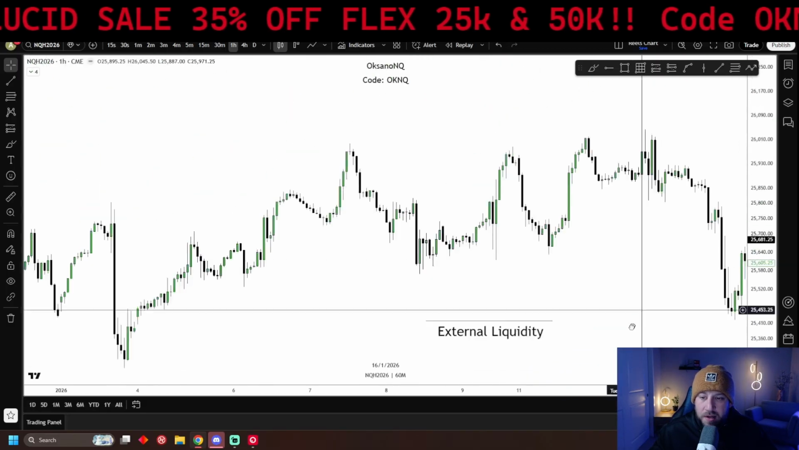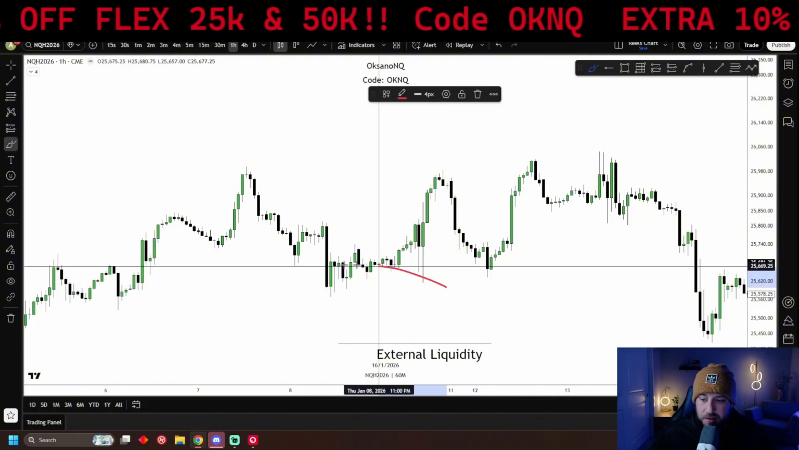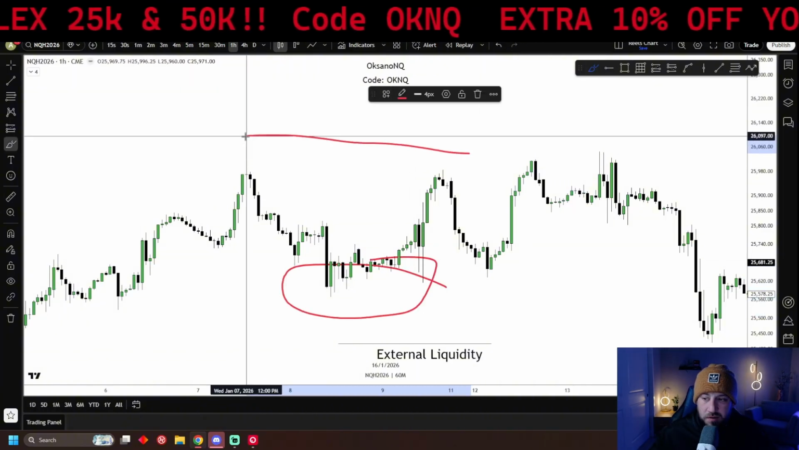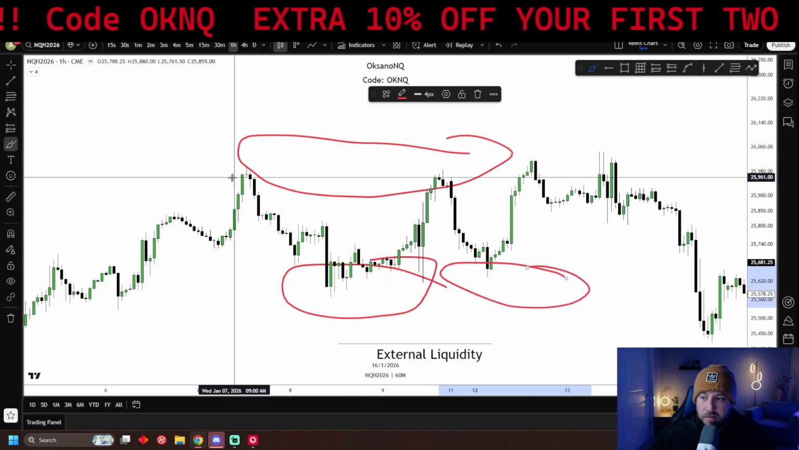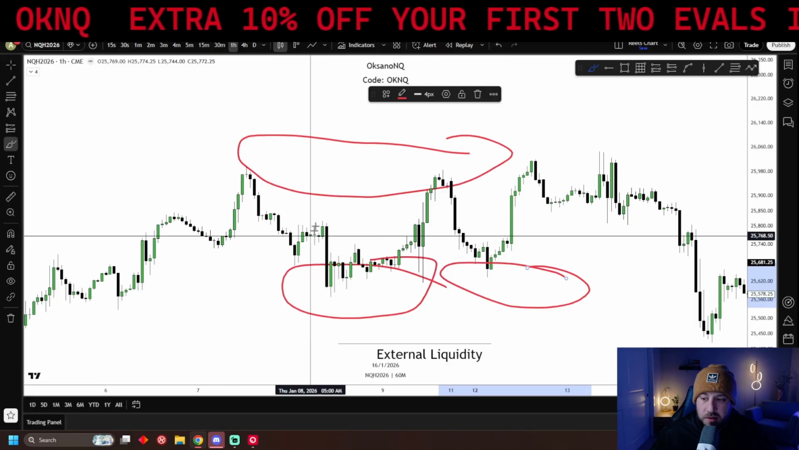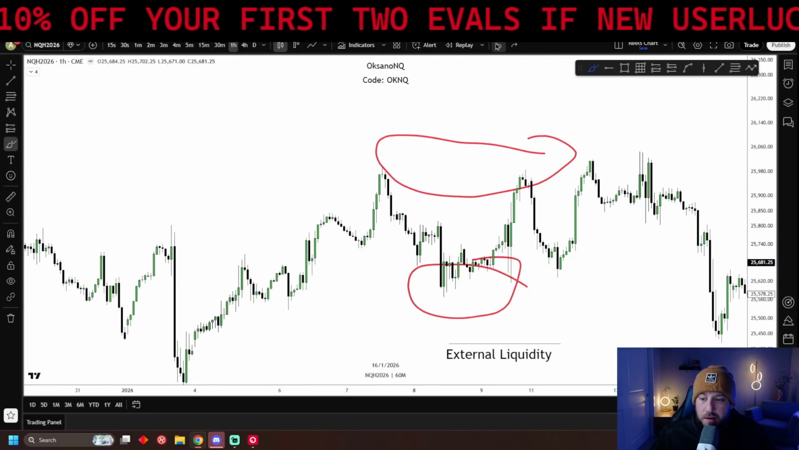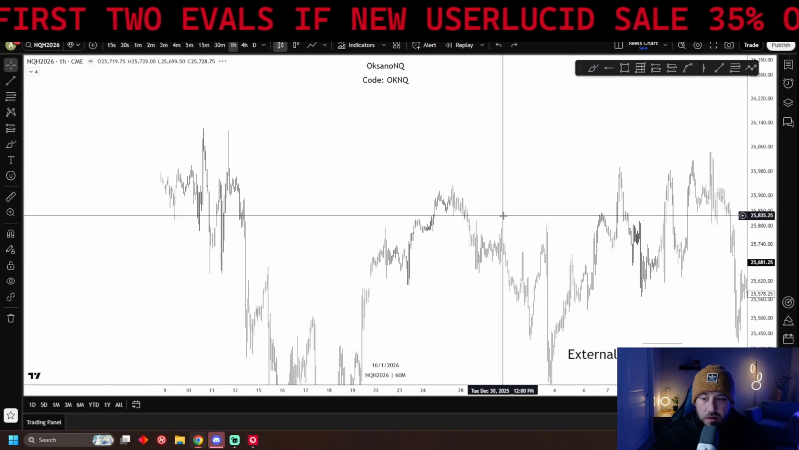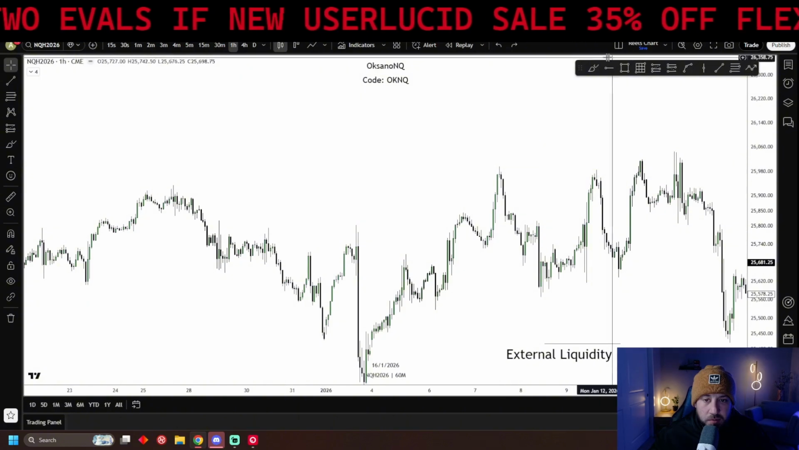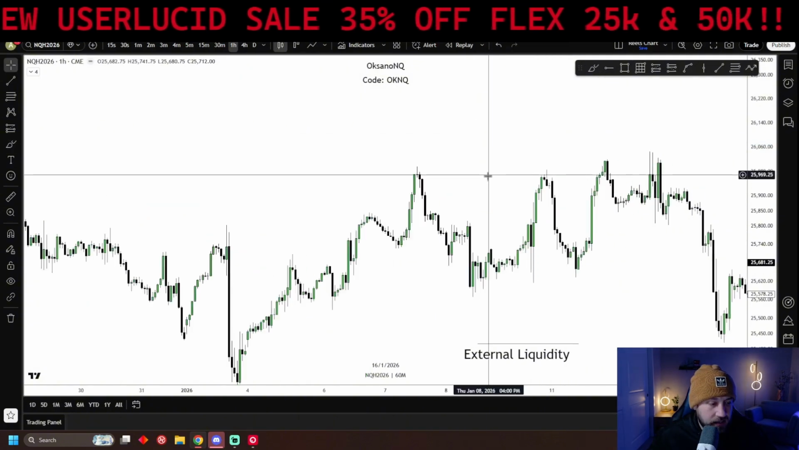So, what is liquidity? Liquidity is stop orders that are resting above old swing highs and old swing lows. All right. So when you see swing highs like this, swing lows like this, that is liquidity. Meaning what? Meaning the market will refer back to these areas to sweep liquidity, right? Because we go from buy side to sell side.